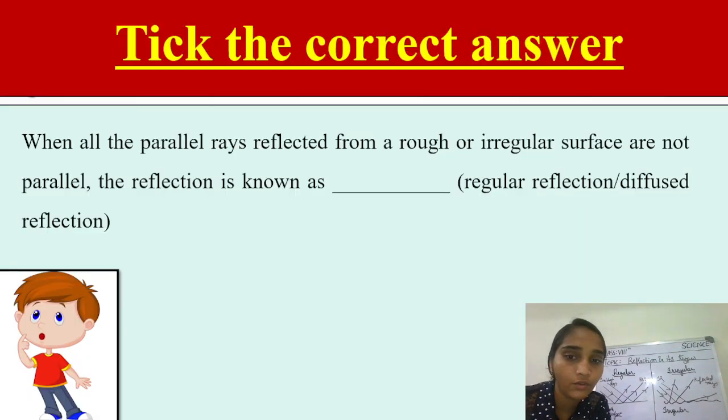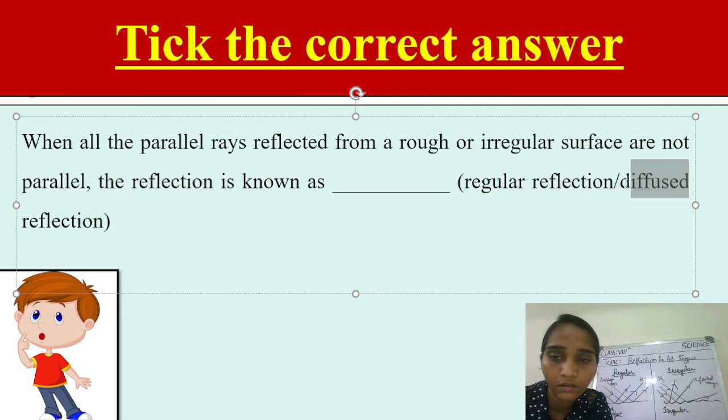Okay. So now it's your turn to answer this question, choosing the correct answer. When parallel rays reflected from a rough or irregular surface are not parallel, the reflection is known as dash: regular reflection or diffused reflection? Yes, very good, students. That kind of reflection is known as diffused reflection, because we have an irregular surface. So we can see over here that this type of reflection is diffused reflection.